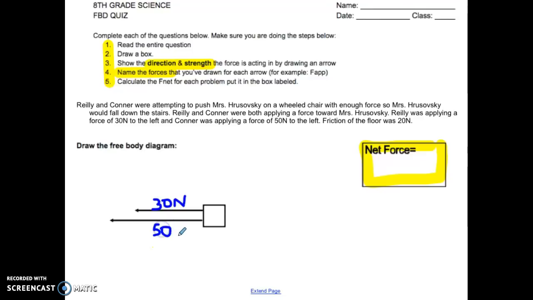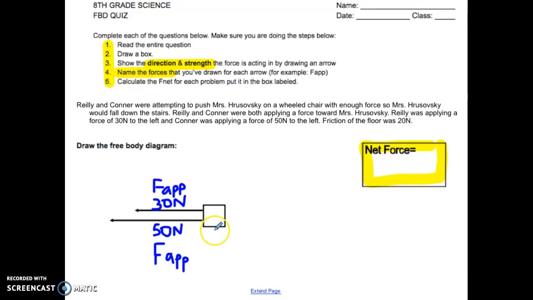I cannot forget to label the type of force. Okay, so if they're pushing me, it's an applied force. So I'm going to put F app for that one, and this one as well, F app. Okay, and then it says friction of the floor was 20 newtons.